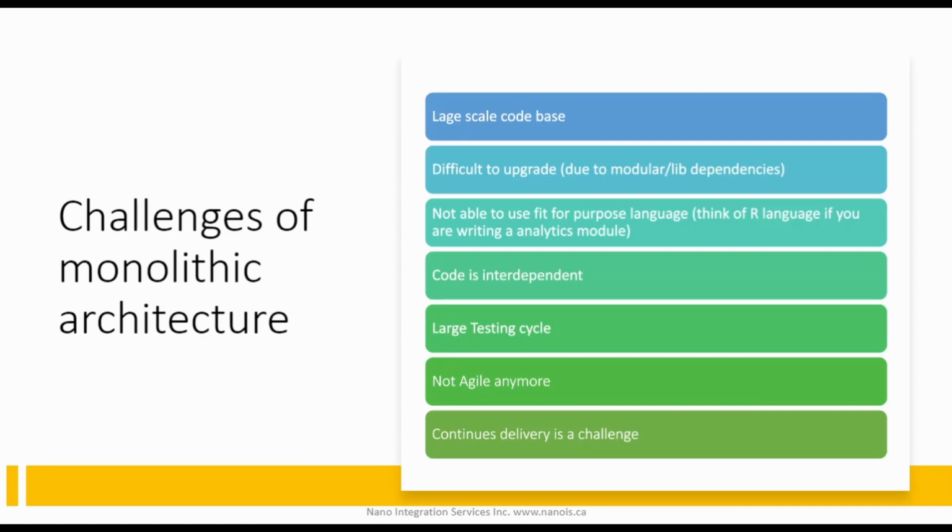Code is usually interdependent because there is no clear division between the modules. So development teams tend to reuse the code developed by other teams, and over time, the dependency of the code will be quite complex. From a testing perspective, the testing cycle is usually quite large because not only do they test the newly developed functionality, but also the regression is usually involved, which makes it more test heavy.